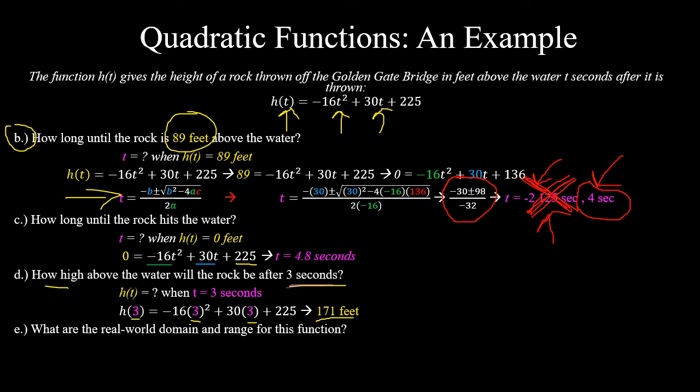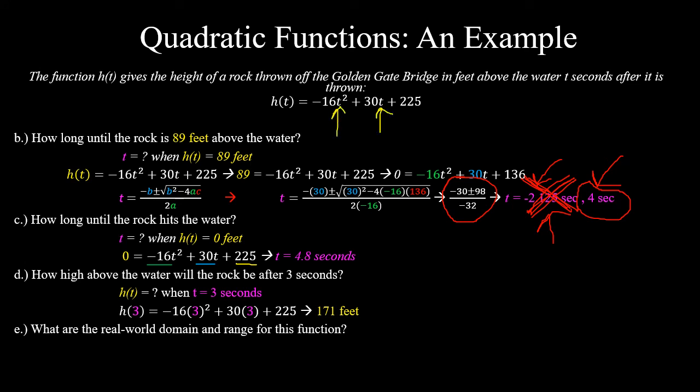And then, of course, you guys knew I was going to ask you. Letter E. What are the real-world domain and range for this function? Let's think about that for a second. Remember, domain means what are the possible inputs I could have for this function. So how much time can go by for this function to make sense. Our input here is time, right? It's t for time.